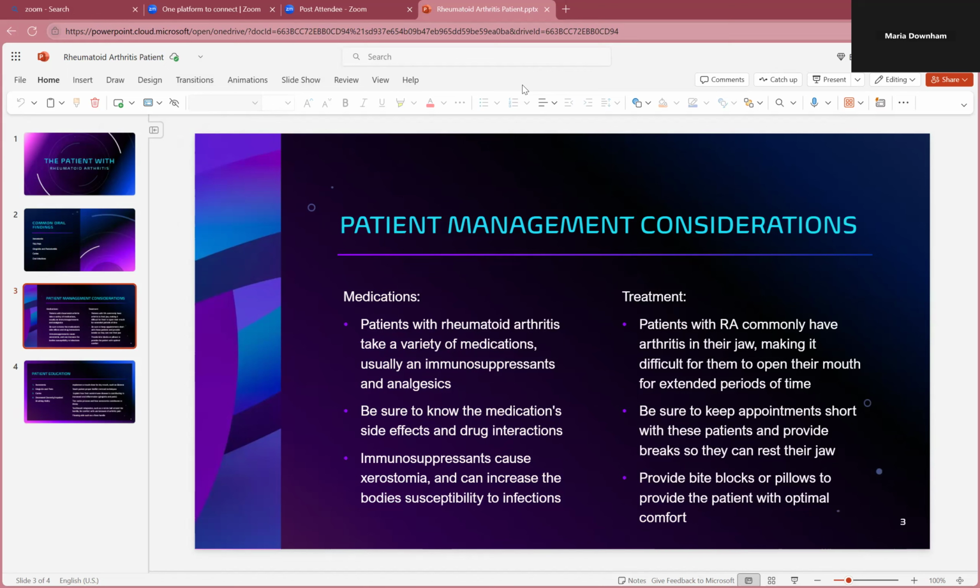Some treatment adjustments that we need to make is for the TMJ pain that they have. It can make it difficult for them to open their mouth for extended periods of time. So we want to keep the appointment short for these patients so they can rest their jaw, also providing times in between treatments so they can rest. And then also providing pillows or other kinds of cushions to help them in the chair because their other joints can be in pain as well. So overall, just making these appointments short and comfortable for the patient.